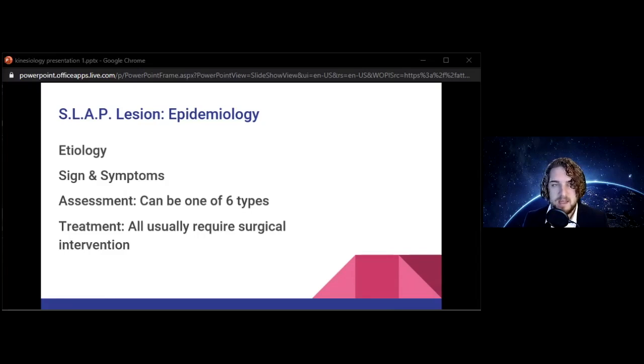Next, type 3 is what's called a bucket handle tear, and it is a tear of the labrum with an intact biceps tendon. And then types 4 through 6 are increasingly worse, and they all come in conjunction with the previous injuries or symptoms, all lumped into the next category.